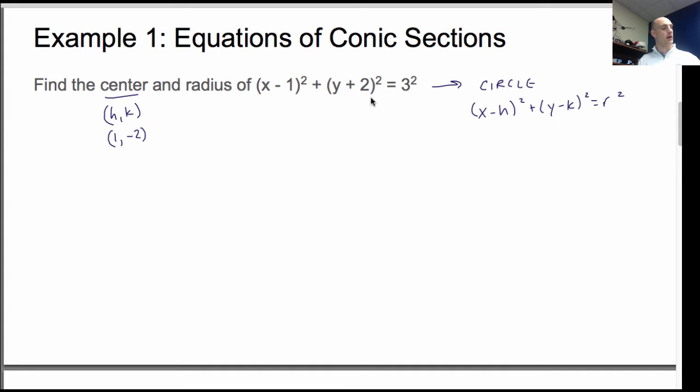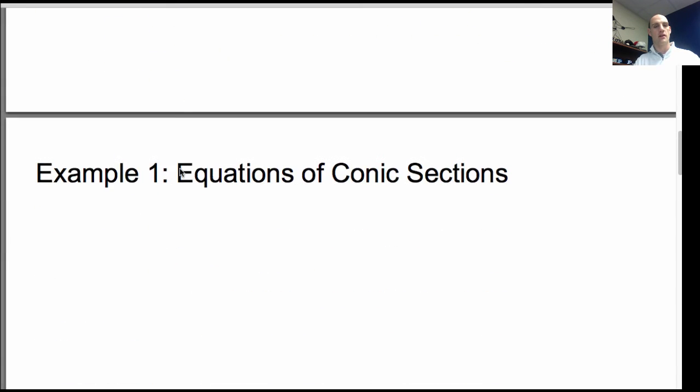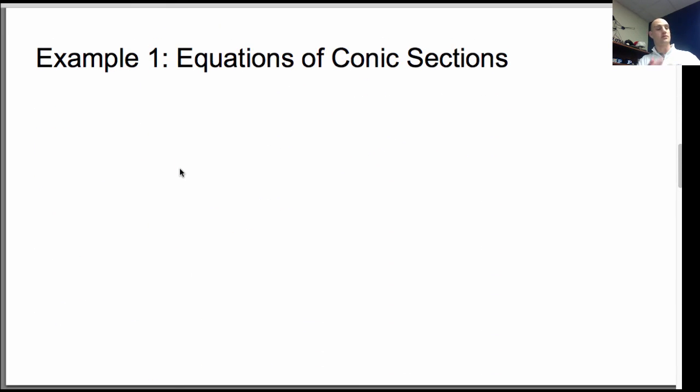If I'm looking at what my radius is going to be, whatever's being squared. So my radius is 3. That's all there is to it. So I'm just giving you a way to look at these things and see some of the elements that are going on here. Equations of conic sections. Notice I don't have anything here because I need to write in this equation for you. And the equation that we're going to be looking at looks like this.